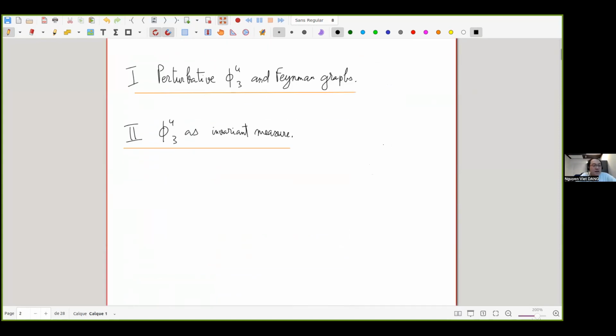My talk will be divided into two parts. In the first part, I will discuss Feynman graphs and use as a context the perturbative Phi43 theory. The motivation for the first part is to prove a power counting theorem that will play an important role because it allows us to control analytical quantities that will appear in the second part, where we will construct the Phi43 theory non-perturbatively as some invariant measure of a certain dynamics.